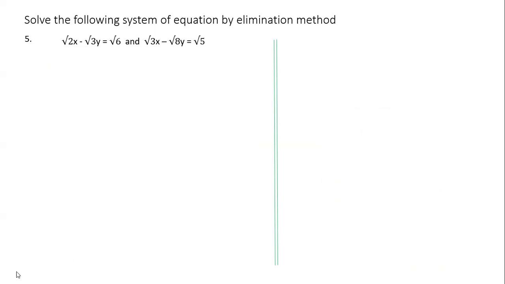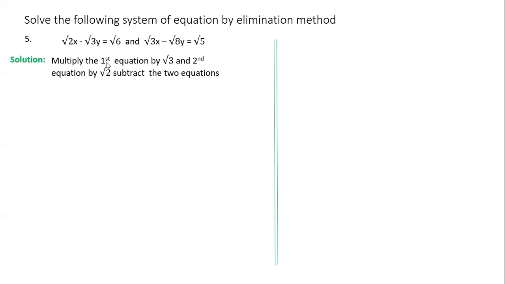Root 2x minus root 3y is equal to root 6. There we had 0 after the equal to sign. Now after the equal to sign, we have a number. Here also we have a number. Now when such a case, let's see how it is done. Multiply the first equation with root 3. I am eliminating x. And the second equation with root 2. And subtract the two equations.